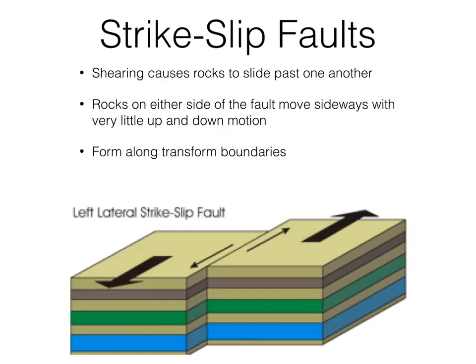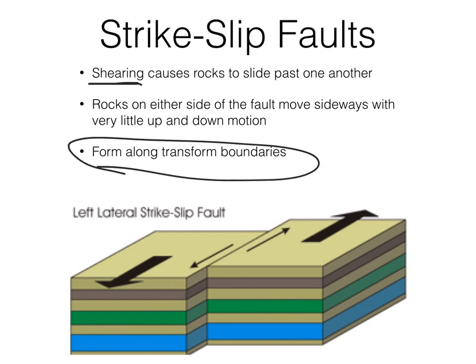Finally, we have our strike-slip faults. The stress that causes a break in the rock that is a strike-slip fault is called shearing. Shearing causes rocks to slide past one another. Rocks on either side of the fault move sideways, and there's very little up and down motion. So you see that there's no hanging wall and footwall along here. These form along transform boundaries.